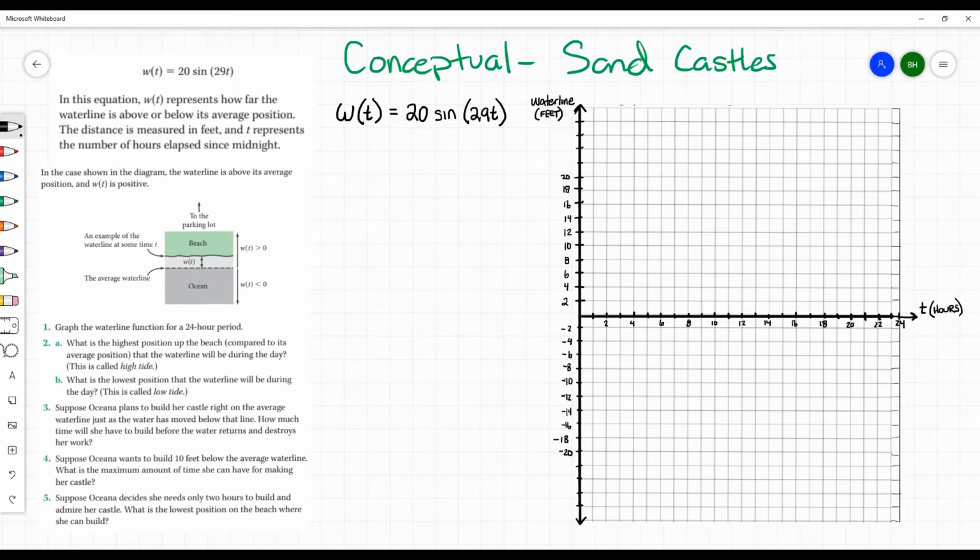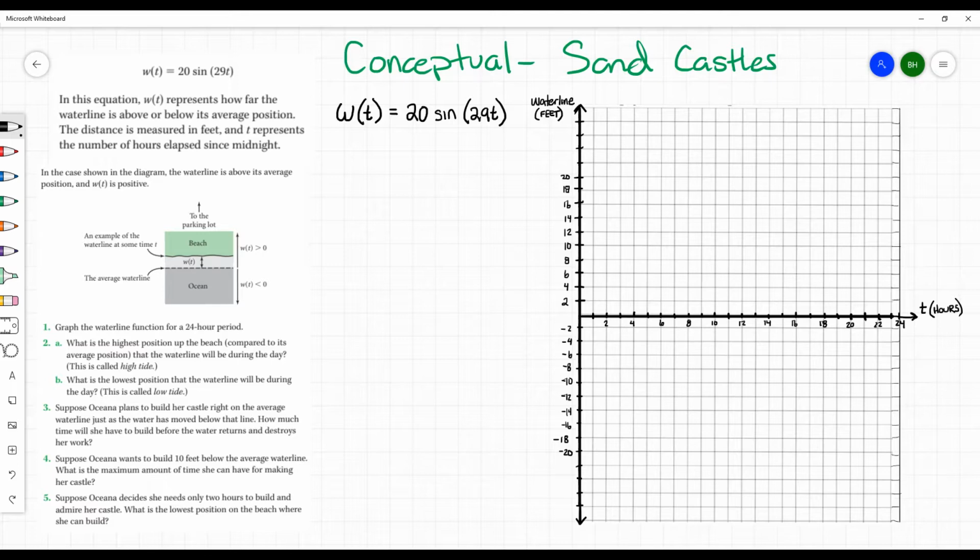There's a scenario where there's a couple people on a beach and they're looking to build sandcastles. They understand that the different water levels are going to potentially interrupt their plan, and so it's up to us to figure out where the water will be in relation to their sandcastles. There's a diagram here that the problem provides.